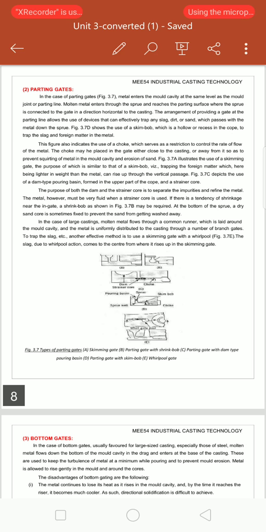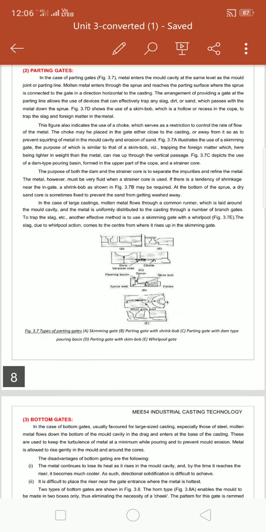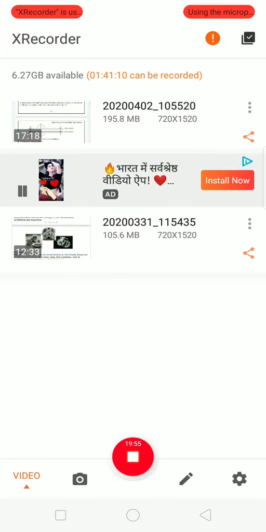So these are related to the principles of gating system, and binders and additives are essentially required to improve the properties of the molding sand. All these are essential things and very important from the examination point of view. Thank you.